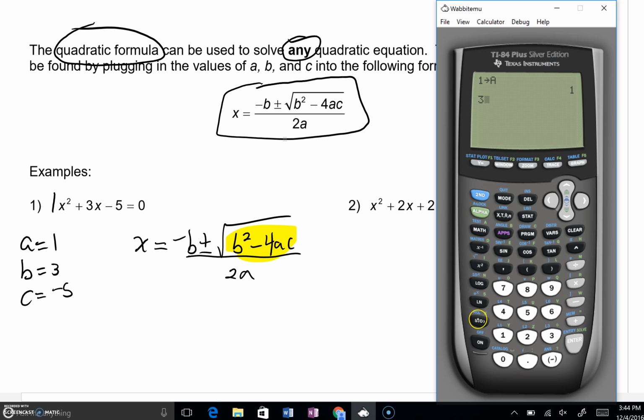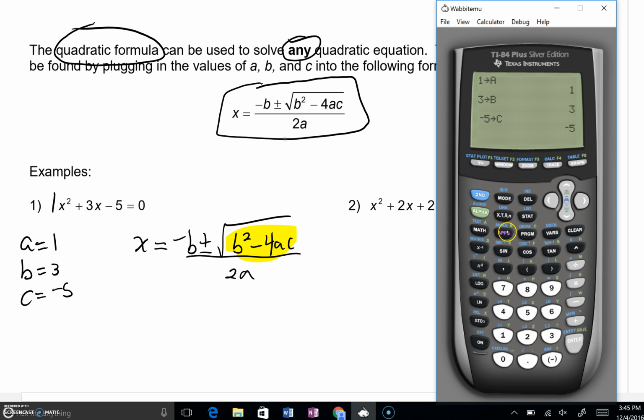Let's go 3, store. Now I'm going to hit alpha B. That's alpha, and you can see this apps button right here in green, it's B. Right now, the calculator is going to remember when we type out a B, it's remembering the number 3. Hit -5, store that, and we'll say alpha C. Hit enter, and you can see, everything is good to go.